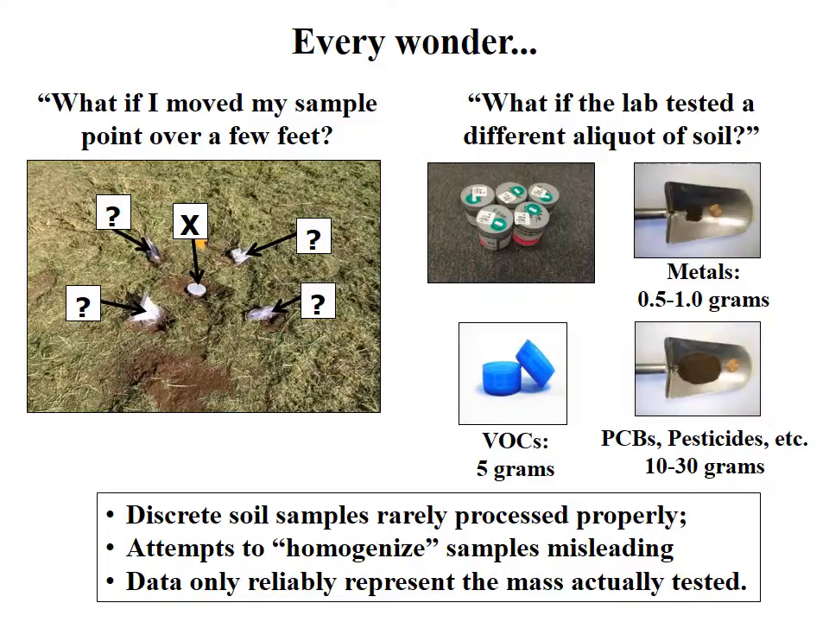So what's the problem? I think anyone who's ever worked in the field has thought of these two questions. What if I move my discrete sample point over a few feet? Would I get the same number? Or at the laboratory, what if the lab tested a different aliquot or subsample of soil in the sample I sent in?